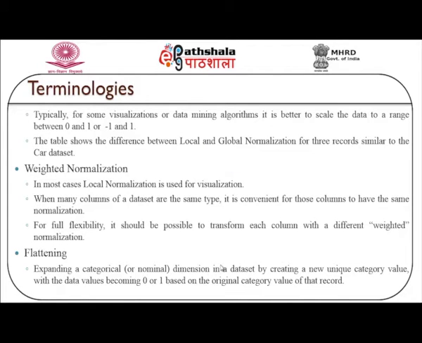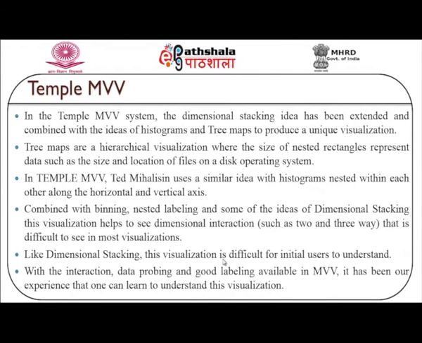Next one is weighted normalization. In most cases, local normalization is used for visualization. When many columns of the dataset are of the same type, it is convenient for those columns to have the same normalization. For full flexibility, it should be possible to transform each column with a different weighted normalization. Flattening: expanding a categorical dimension in a dataset by creating a new unique category value, with the data values becoming 0 or 1 based on the original category value of that record.